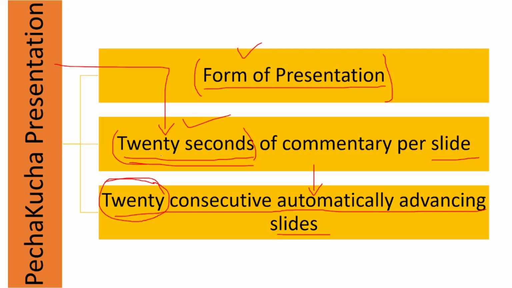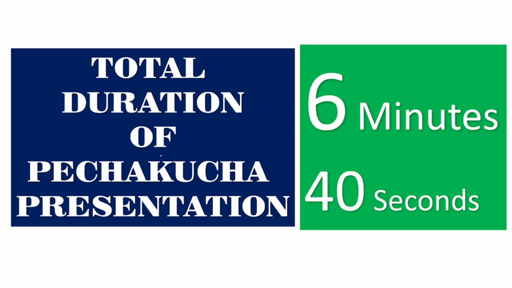This is all about PechaKucha presentation. Now, what is the speciality of PechaKucha presentation? It is its total duration. Total duration is 6 minutes and 40 seconds. You will have 20 slides, and for each slide, the allotted time will be 20 seconds. So you should finish the whole presentation in 6 minutes 40 seconds.